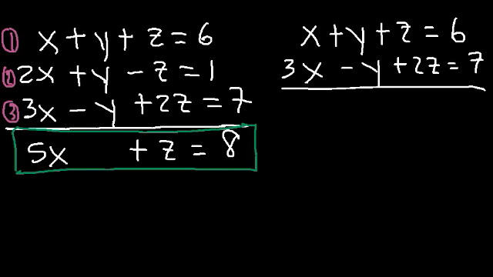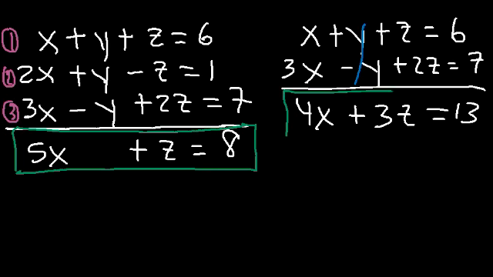So let's add these equations. The y variables will cancel. x plus 3x is 4x. z plus 2z is 3z. And 6 plus 7 is 13. So now I have two equations with two variables, highlighted in green.